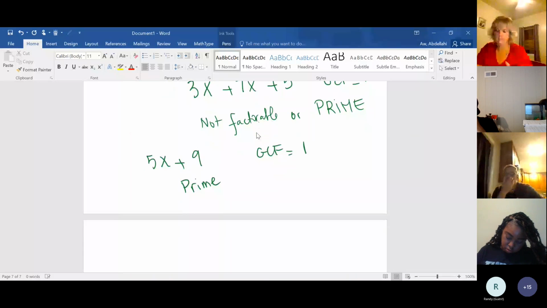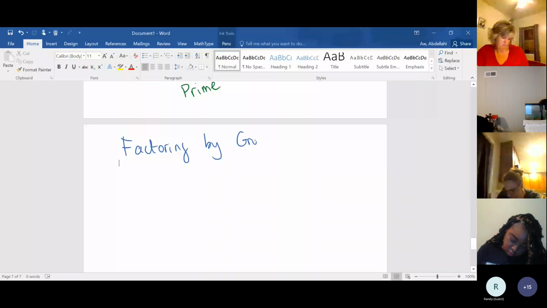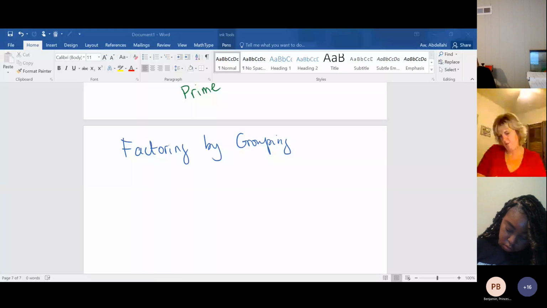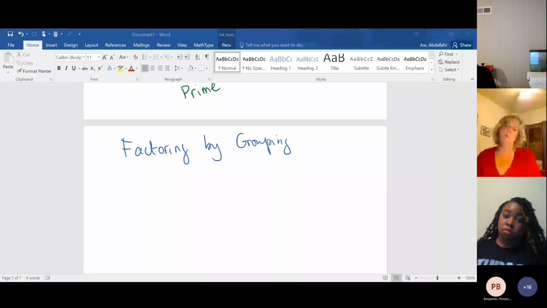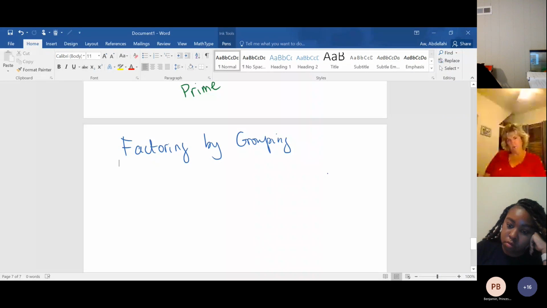Now, there is a second method of factoring that you're going to call factoring by grouping. Let me see exactly what section that is in my Open Math. 4.2. It's 4.2, thank you. It's 4.2, factoring by grouping. So, right here, look right here.